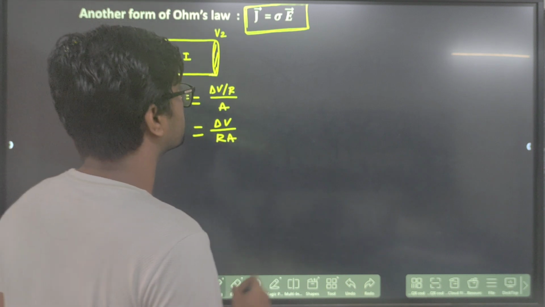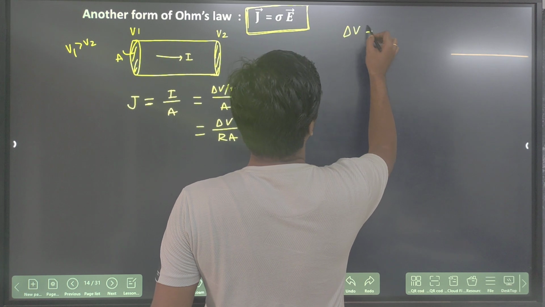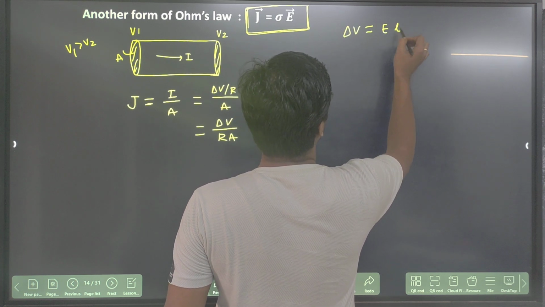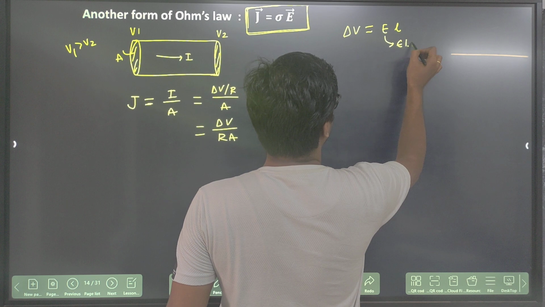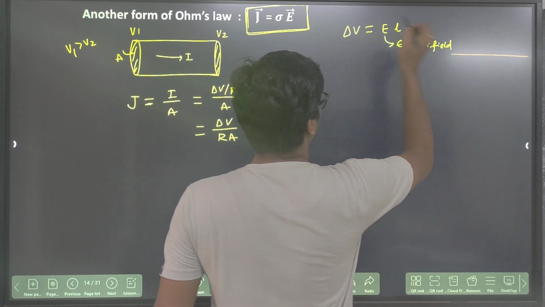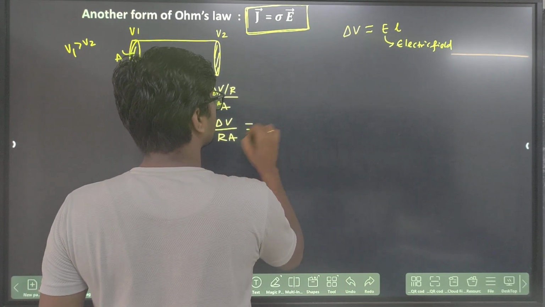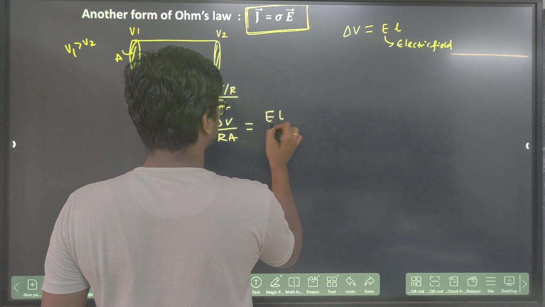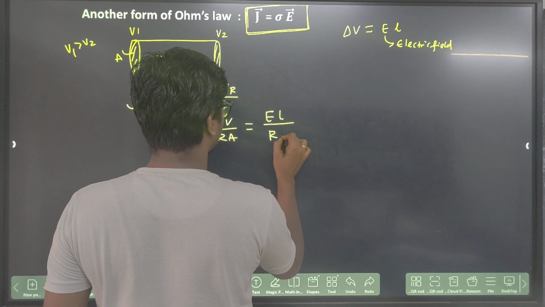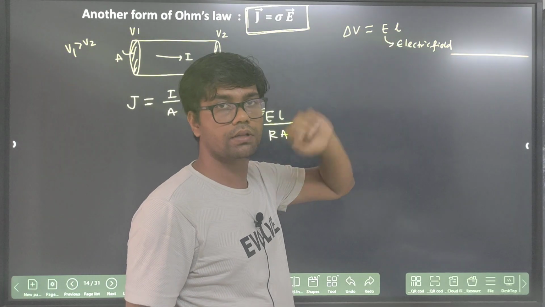In the electrostatic case, we know that we can write delta V equal to E into L. E is the electric field, if you remember, right? So here I can write E into L divided by R A. Potential difference is equal to electric field into the length, right?